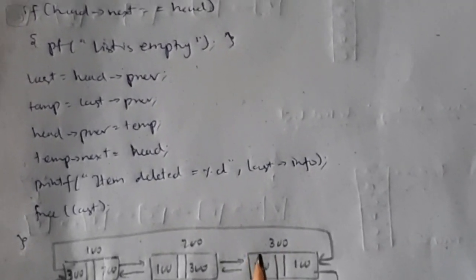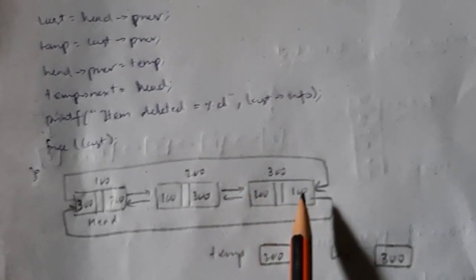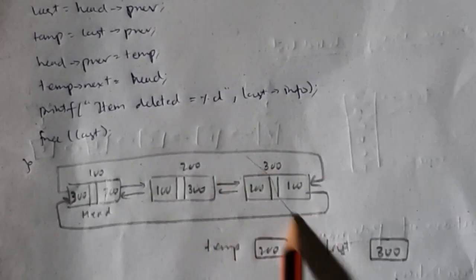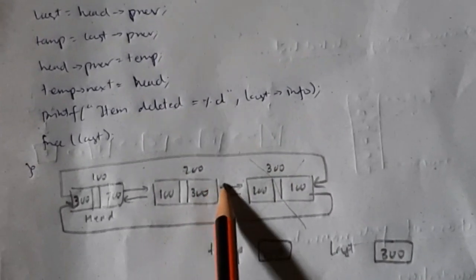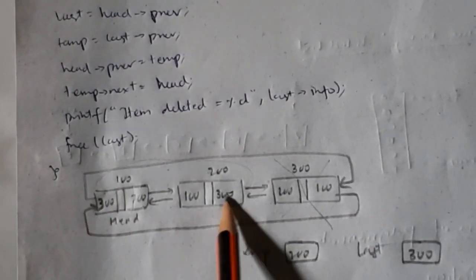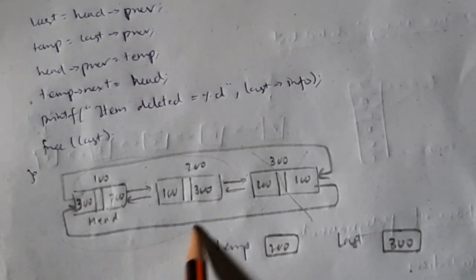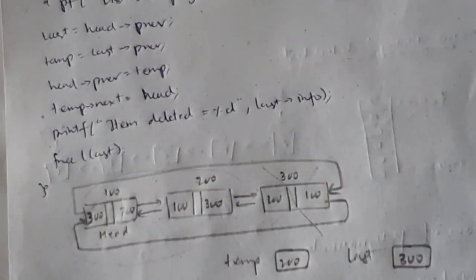Deleting node from the rear end is also the same thing. See, just observe always what you are supposed to do. Draw a list, and if you have to delete this node, what you will do, this location should be pointed to head here, and this head's previous location should be pointed to here. That's what's happening in this code.